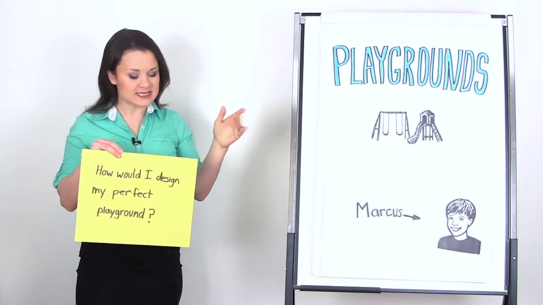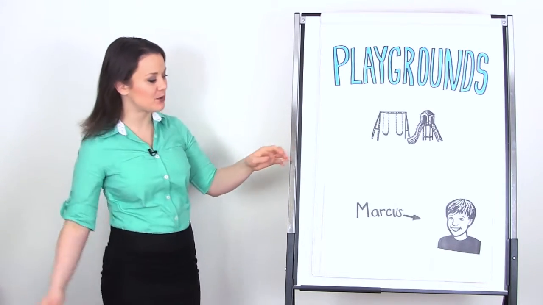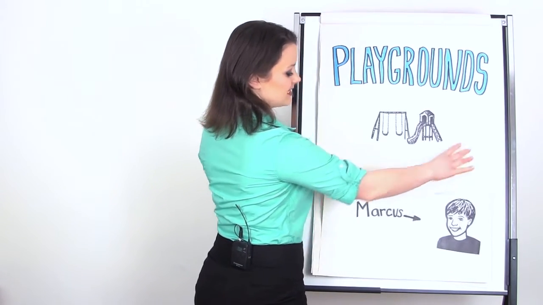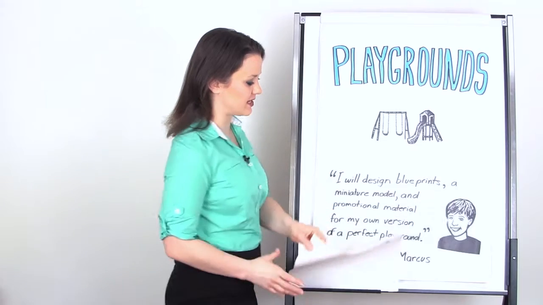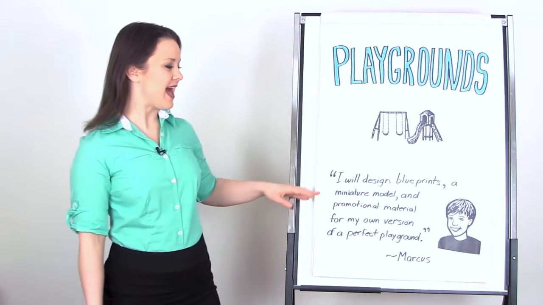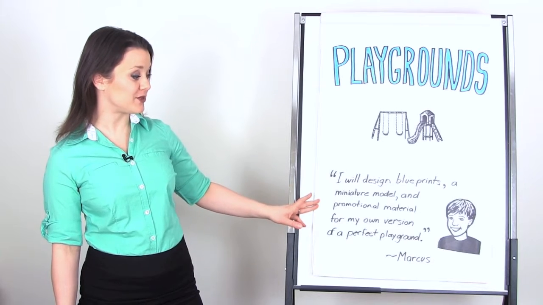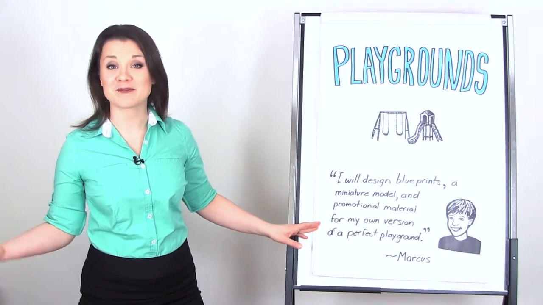Well, what's he gonna do? What is his project gonna look like? Here is his sentence that describes his vision. Marcus says, I will design blueprints, a miniature model, and promotional material for my own version of a perfect playground.